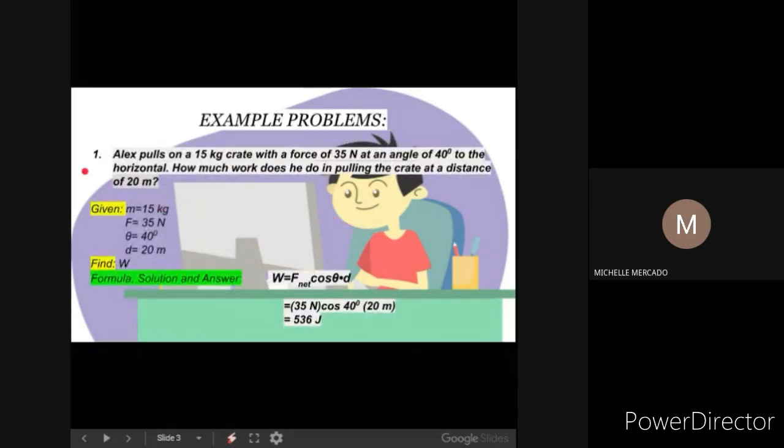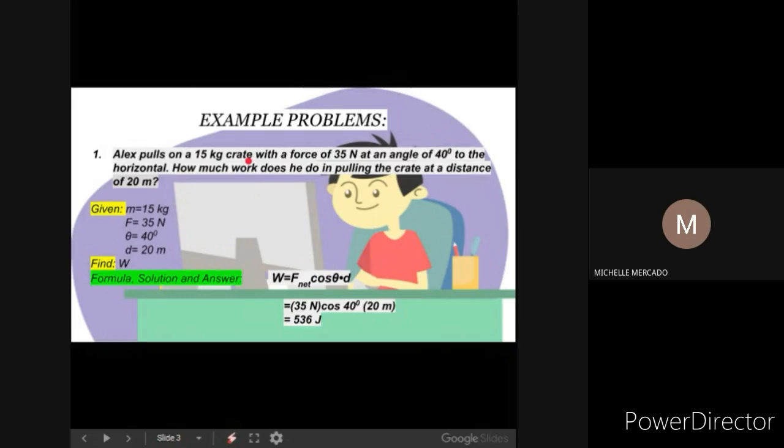Okay, so first problem: Alex pulls on a 15-kilogram crate with a force of 35 Newton at an angle of 40 degrees to the horizontal. How much work does he do in pulling the crate at a distance of 20 meters? The crate is moving in a horizontal line, so we're going to use the cosine to identify the displacement that happened to the crate.